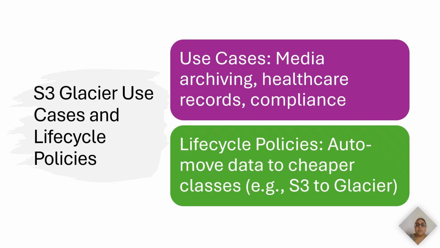Lifecycle policies automate data management by transitioning objects between S3 classes based on age or access. For instance, move from S3 Standard to S3 IA after 30 days, then to Glacier after 60 days, and optionally delete after a year, reducing costs as data becomes less active without manual oversight.